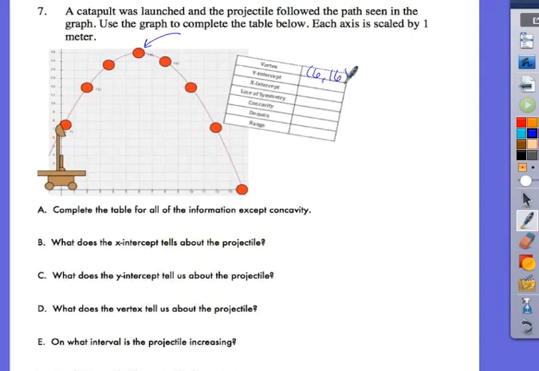Okay. How about the y-intercept? The y-intercept is where it crosses the y-axis. What would that ordered pair be? 0, 7. Remember, the first number is how far you go left or right. So 0, 7. All right, then the x-intercept is over here. 14, 0.